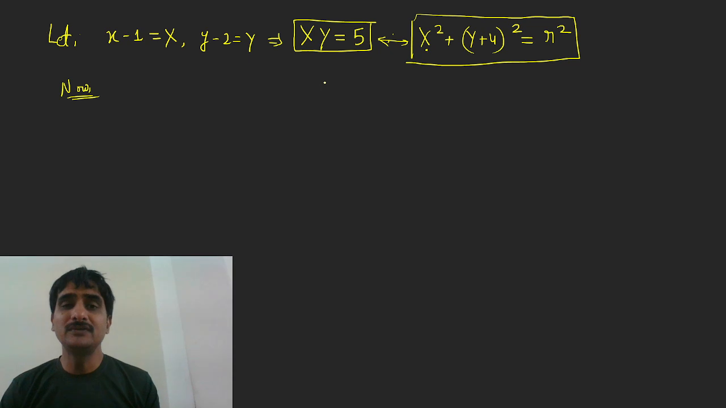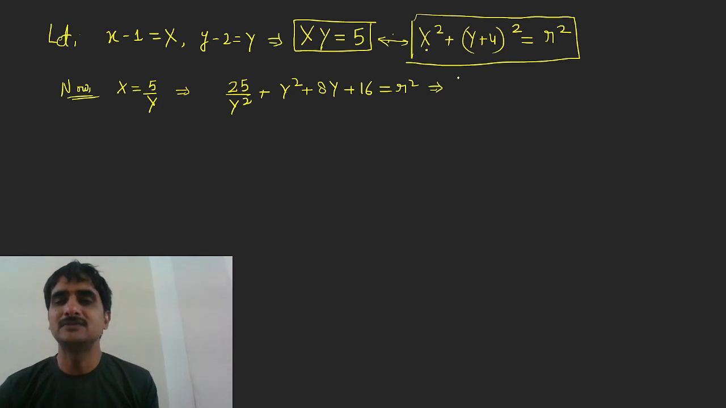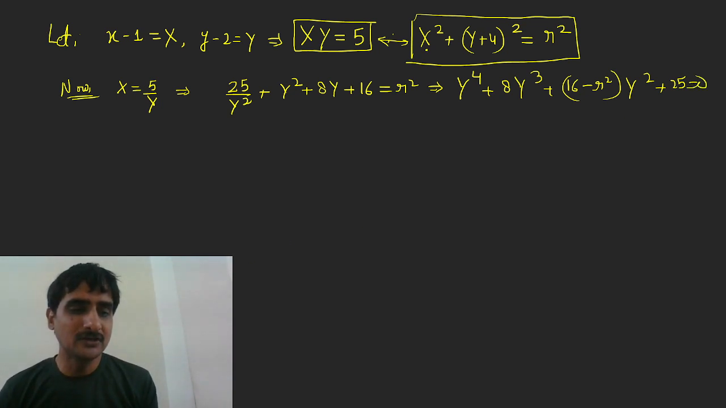So to find the intersection, what do we do? Of course, we go for simultaneously solving both the equations. From here I would like to put capital X as 5 by Y in the first one. So you get 25 by Y squared plus Y squared plus 8Y plus 16 equals r squared. Now take LCM, you get Y to the power 4 plus 8Y cubed plus (16 minus r squared) times Y squared plus 25 equals 0. You got a 4-degree equation in Y.